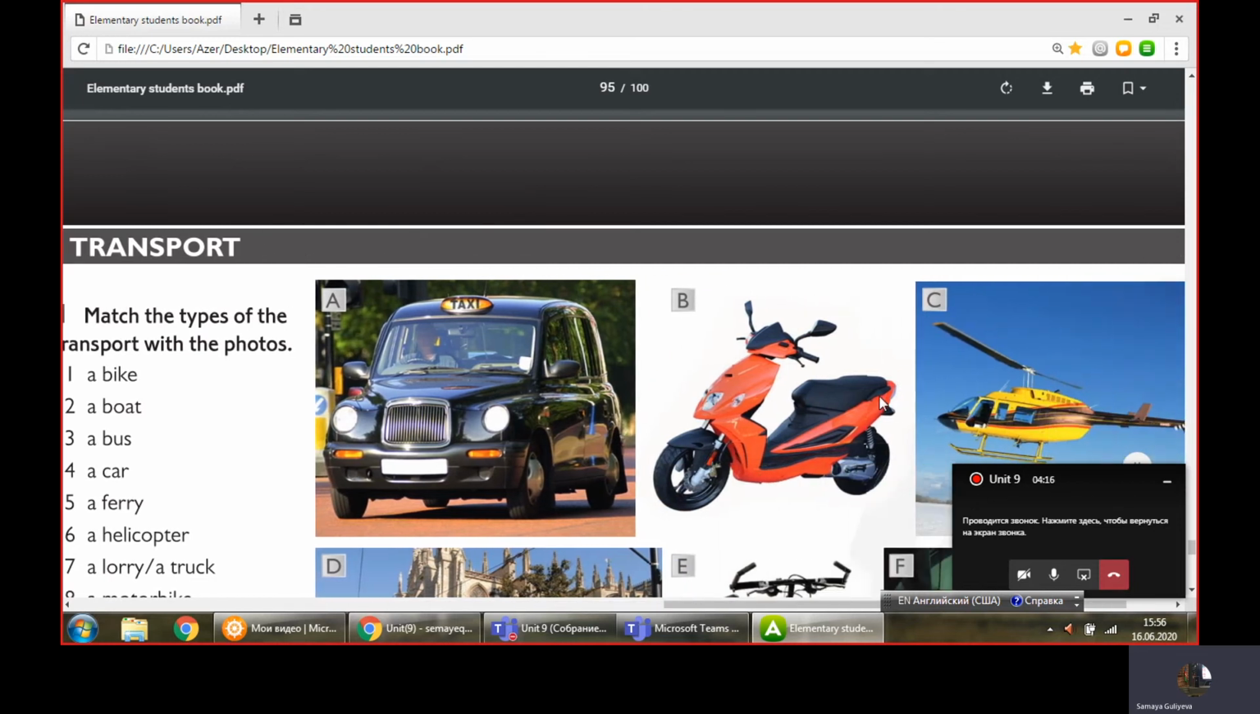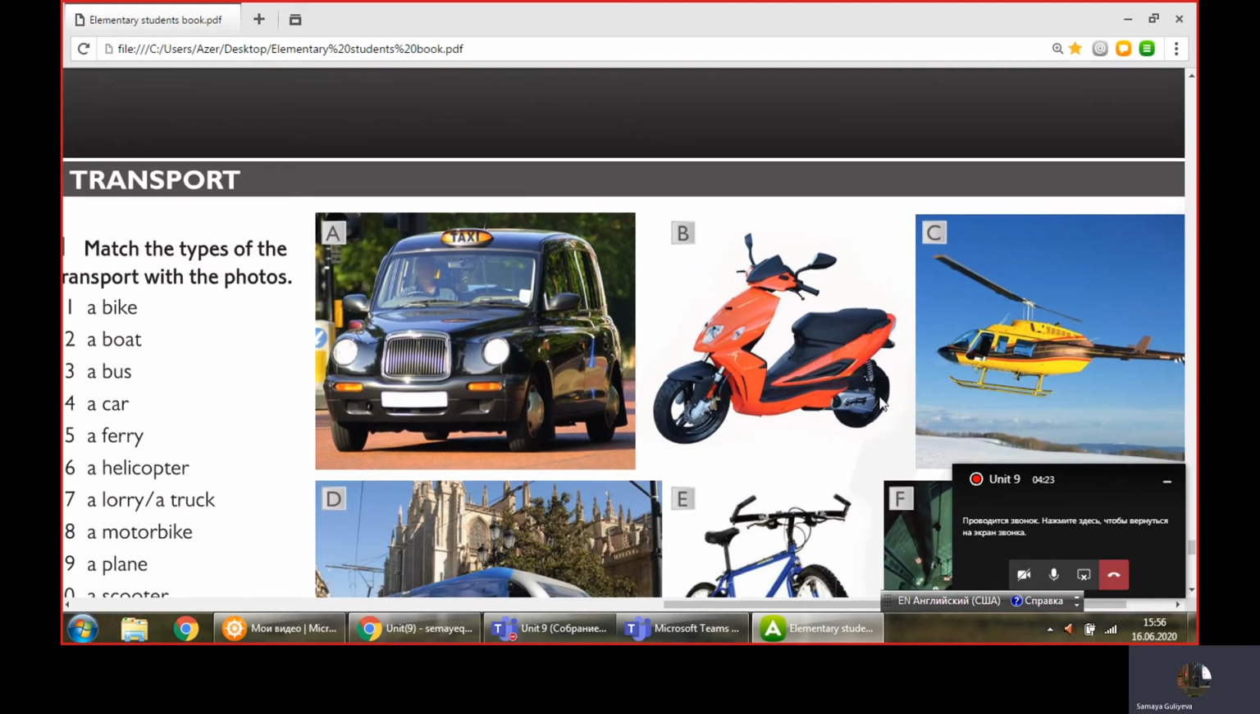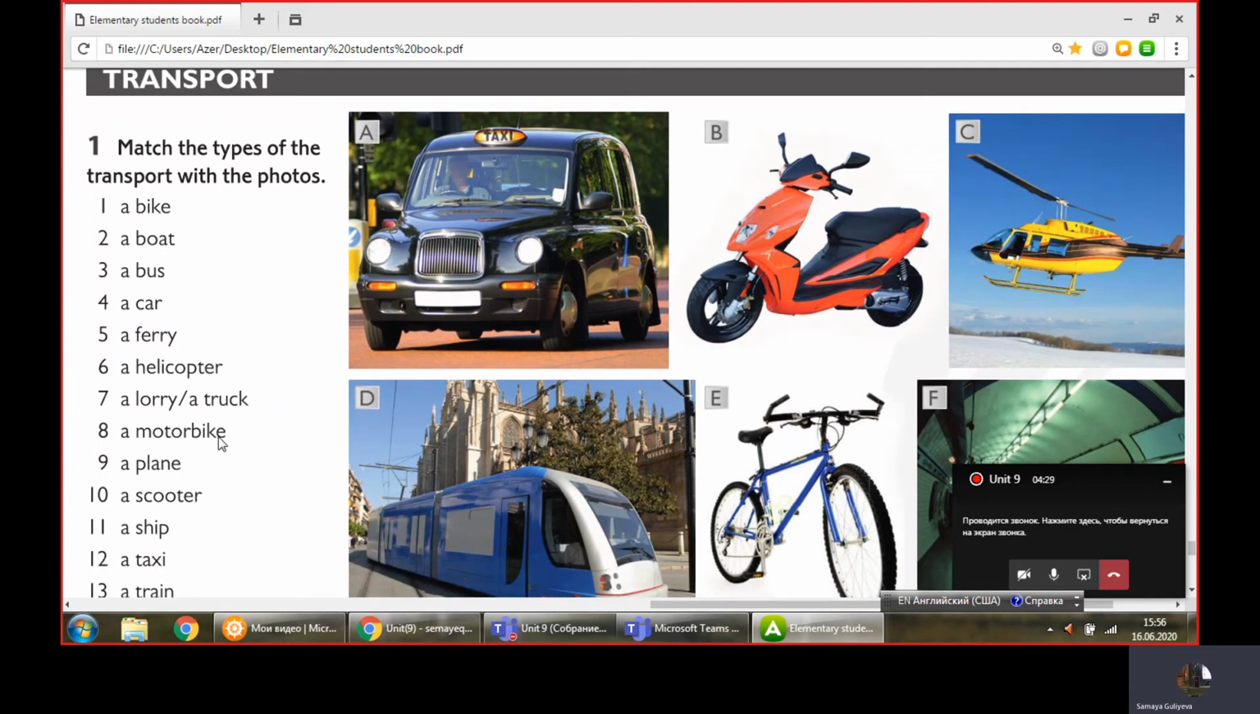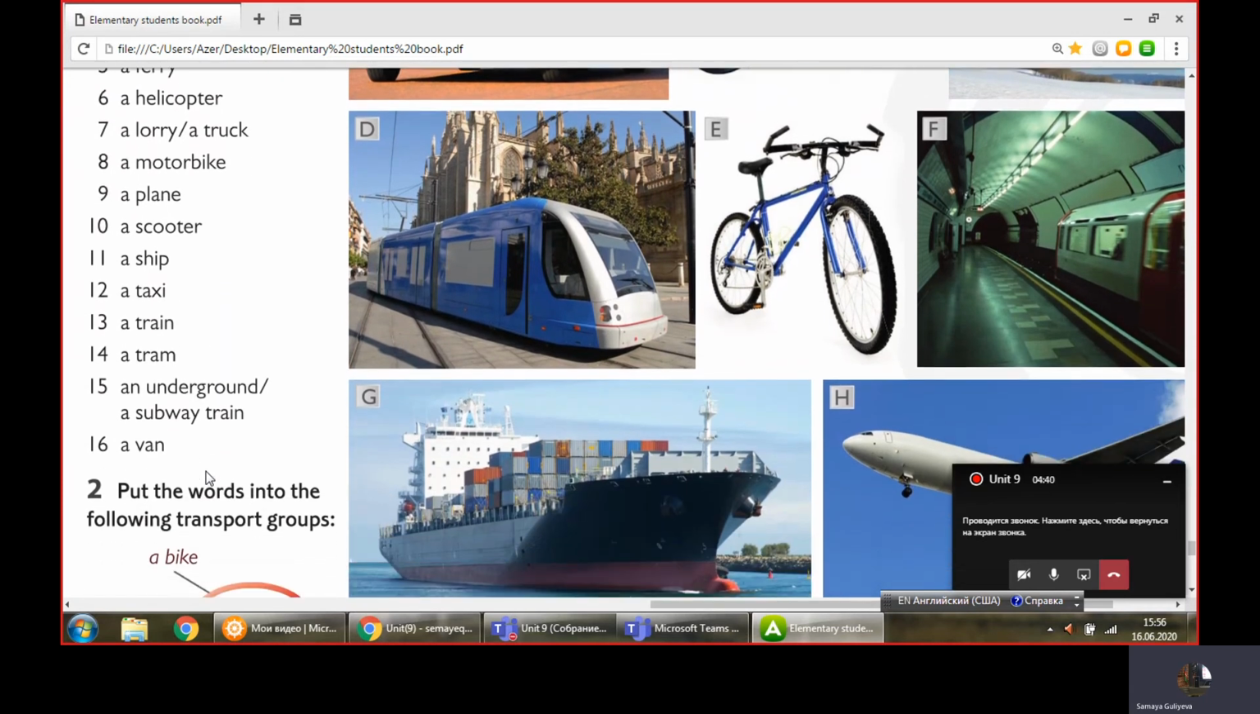So look at the pictures, match the type of transport with the photos. This is the first, here you see the names of transport: bike, boat, bus, car, ferry, helicopter, lorry, truck, motorbike, plane, scooter, ship, taxi, train, tram, underground, and van.